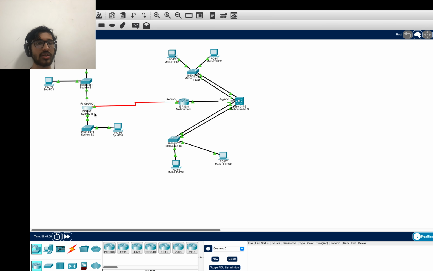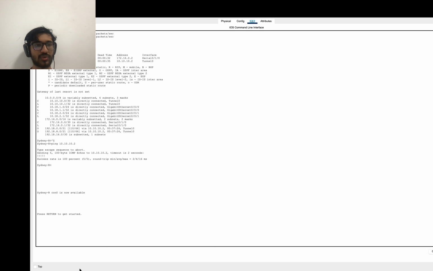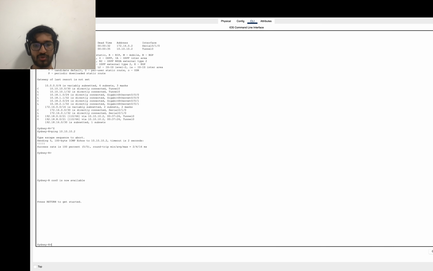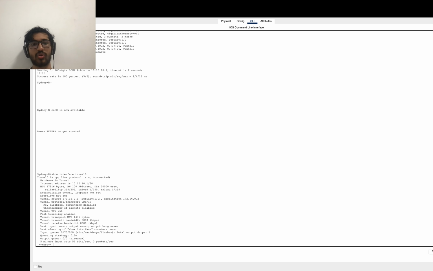So let's go through the Sydney router and run a few commands. Let's do the interface tunnel. On the Sydney router, you can see tunnel 0 is up, and line protocol is up. Tunnel source is serial 0/1/0 at 172.16.0.1, destination is Melbourne R at 172.16.0.2, and protocol is GRE over IP. The tunnel is active.